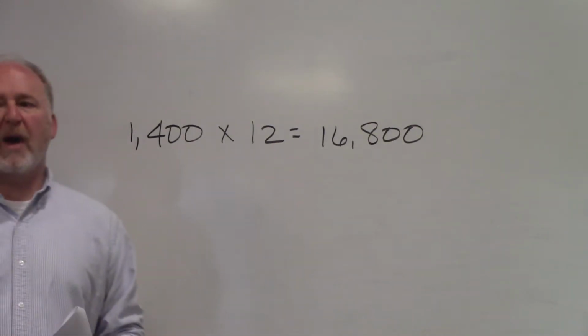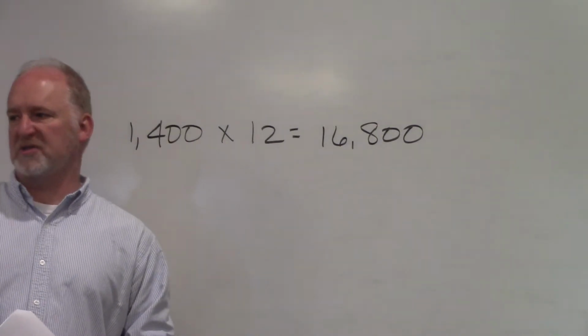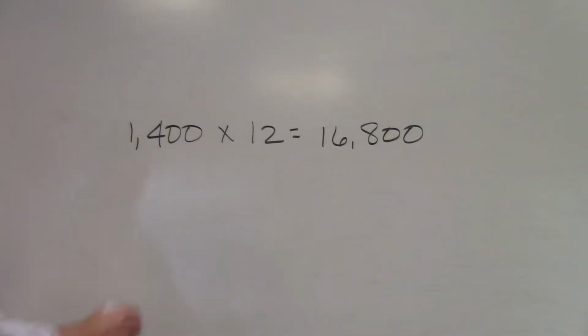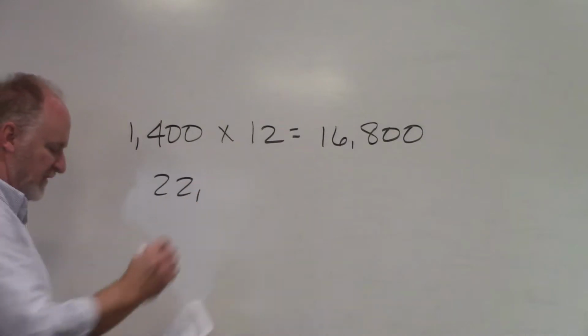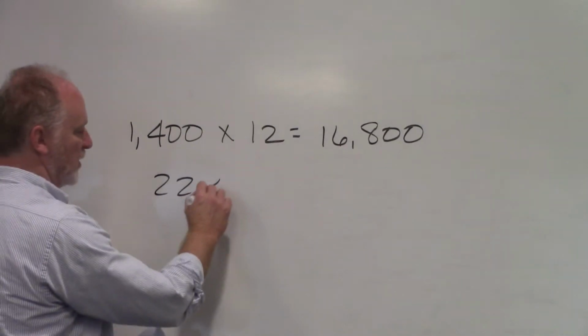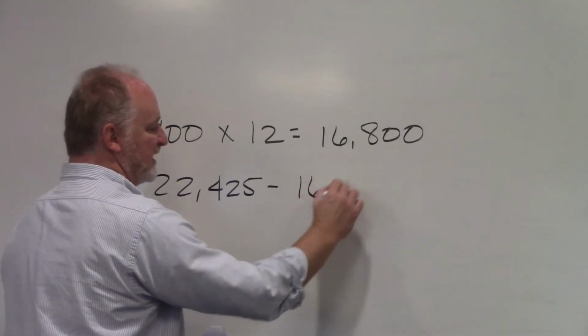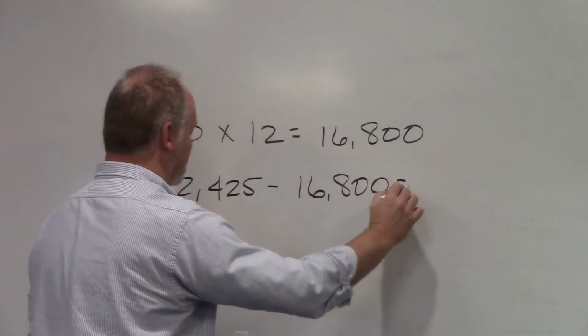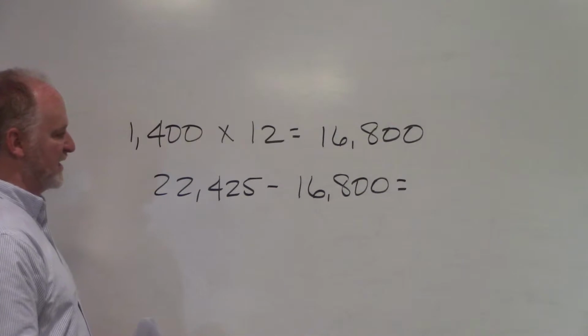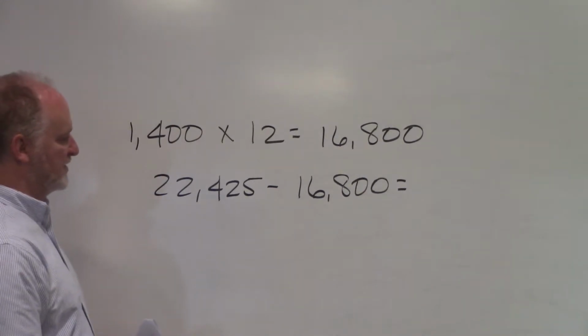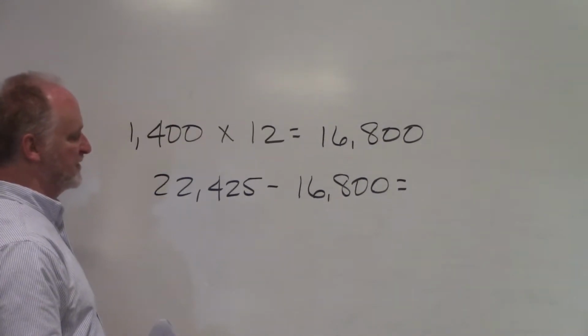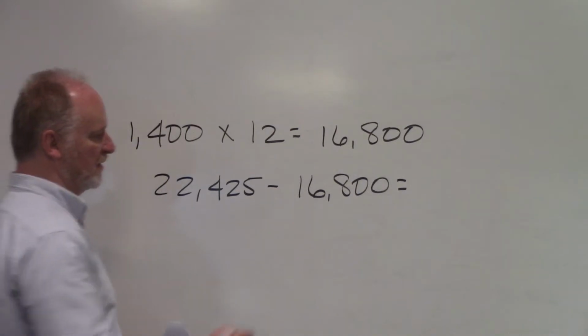Okay. Well, how much was his actual rent according to this problem? $22,425. Yeah. Okay. $22,425 is the actual rent he paid. $16,800 was his flat rent. So in this case, it looks like the difference is $5,625.